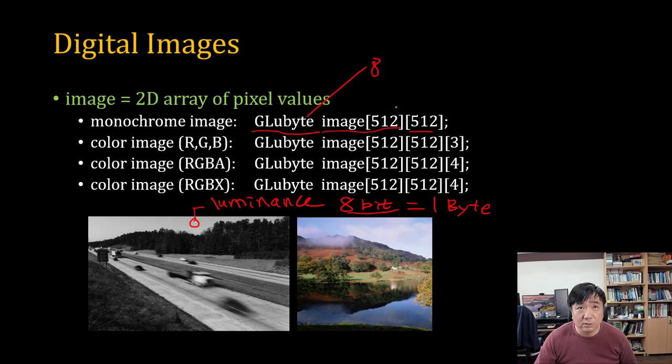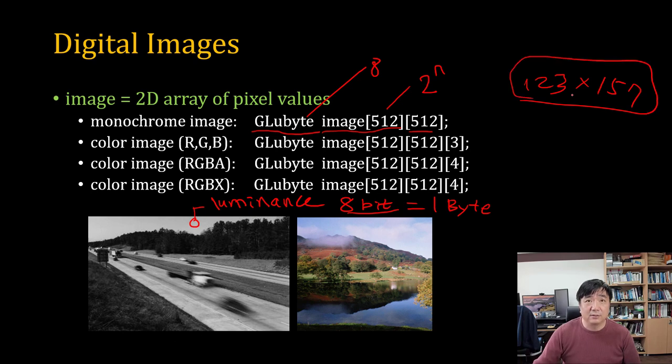Okay? And it has a size of 520 by 520. In WebGL 1 and OpenGL ES 2.0, if the size is a power of 2, then it is much easier to use. For example, if the size is 123 by 157, then it is not easy to use this kind of image. So make the x size and y size the same and a power of two. In that case, it is much easier to use.